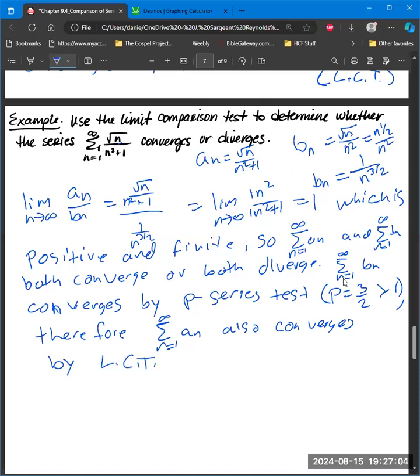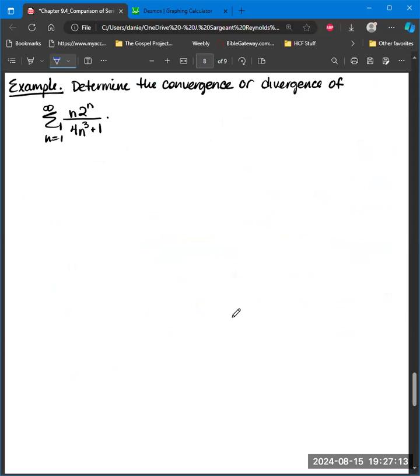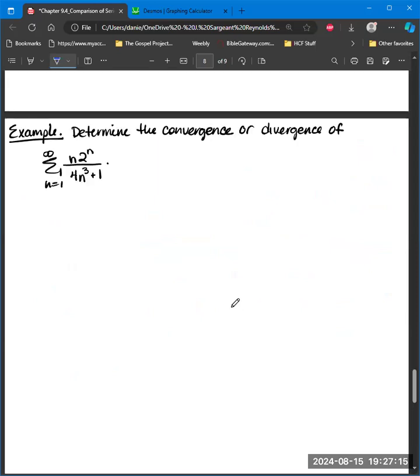There's a little bit more to write, I think, with the limit comparison test, but I think it's a much easier test, and I'm willing to write a little bit more there for it. So now let's go ahead and see what's going on here with this one. So determine the convergence or divergence of the summation of n 2 to the n over 4n cubed plus 1.